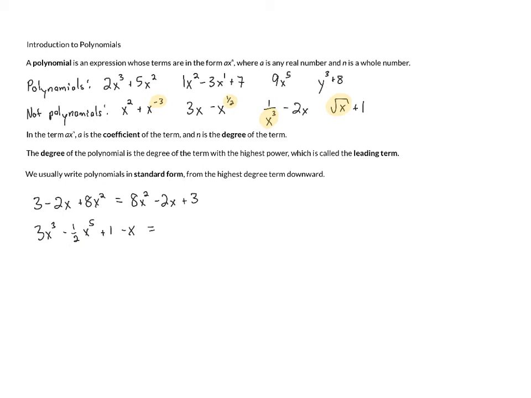So let's write this in standard form. The term with the highest degree is going to be this one. So we're going to start off with negative 1/2 x to the 5th. Then we have positive 3x cubed. And then there's no x squared term, so we go into the x term. That's going to be minus x, and the constant term plus 1. Good.